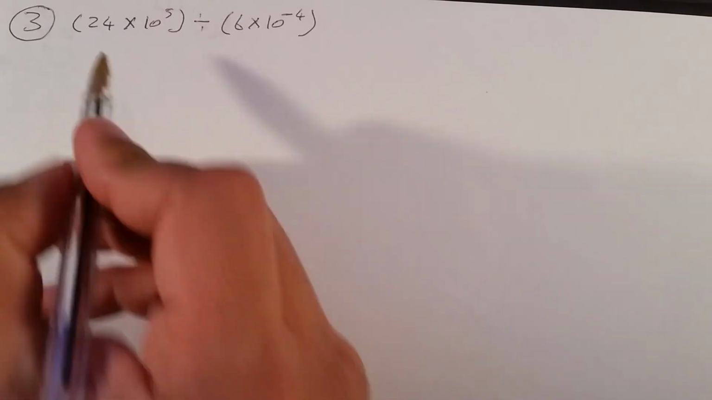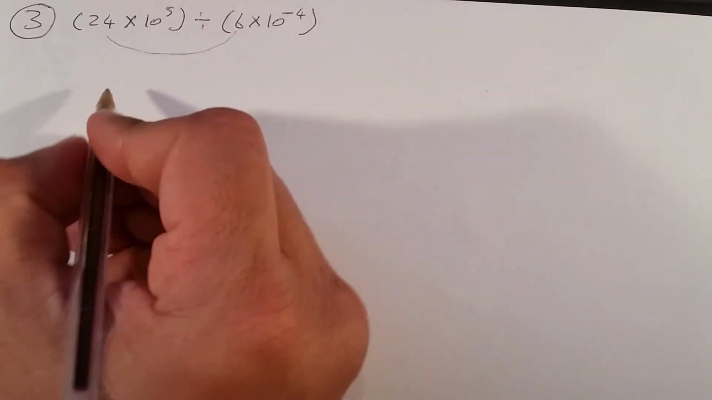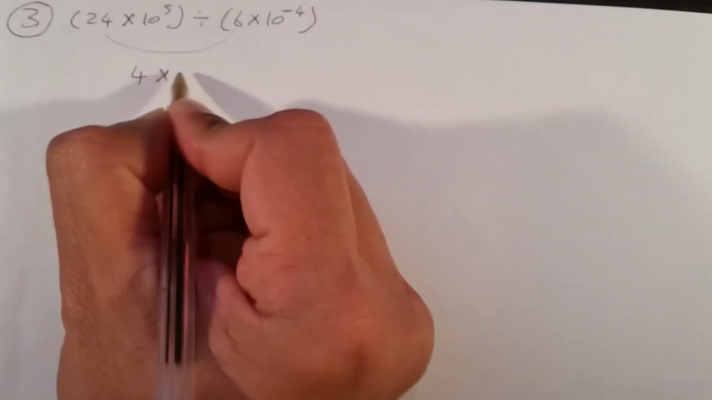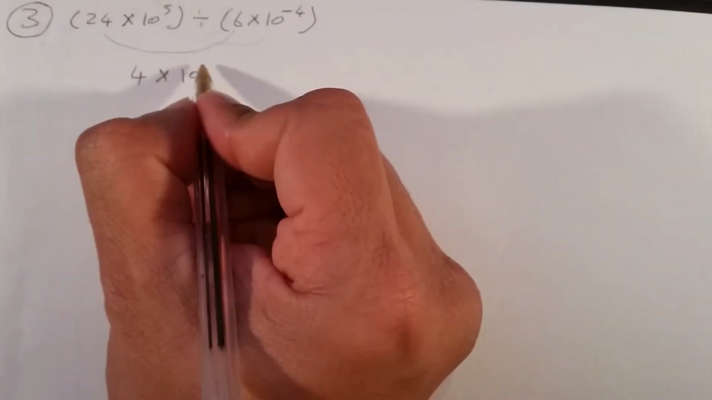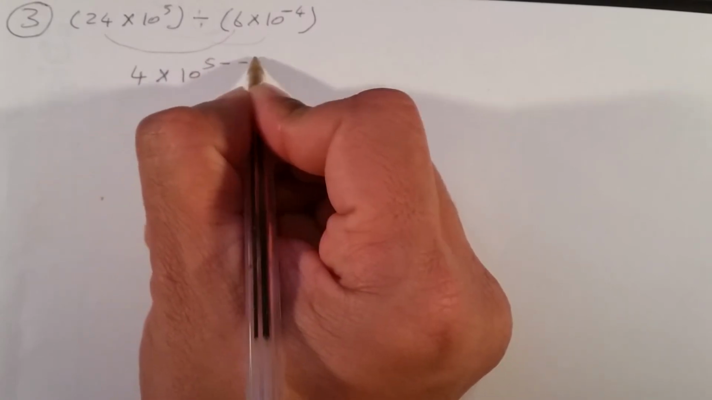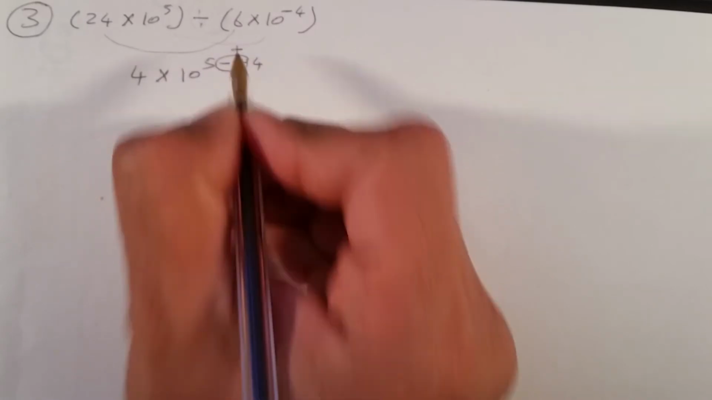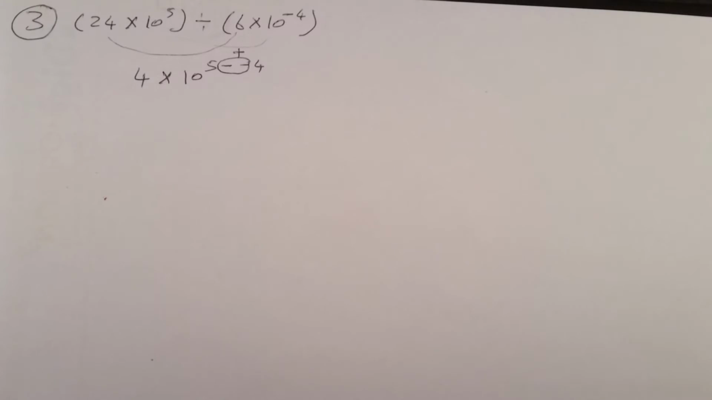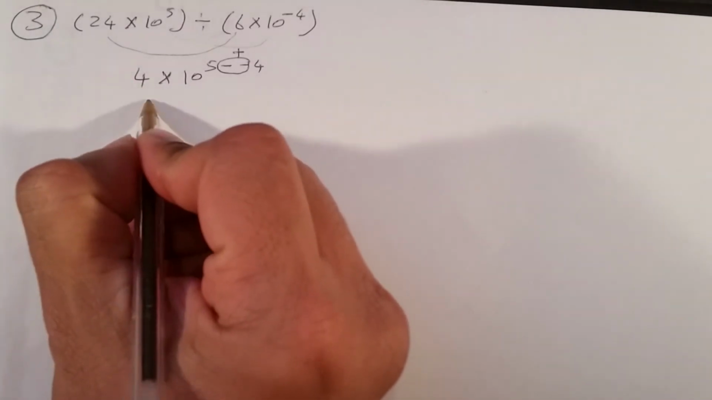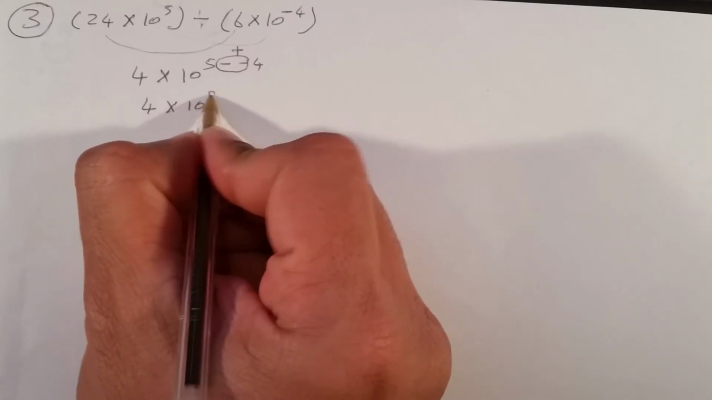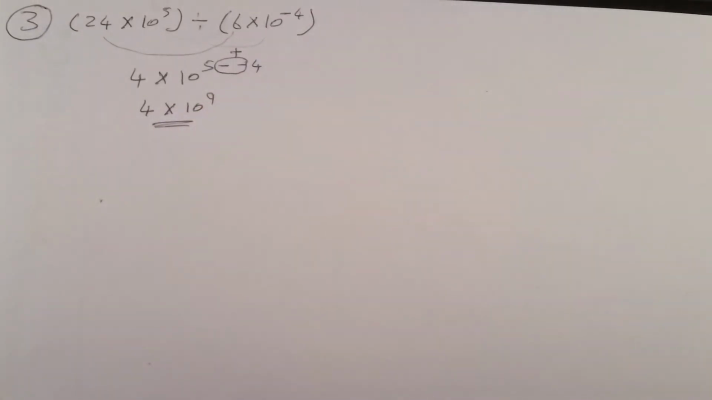You know the process. 24 divided by 6, which is 4, times 10 to the power of, we subtract the power. So 5 minus minus 4. When we have two minuses together, that will become plus. So technically we are adding them. So 5 plus 4, 9. So the final answer is 4 times 10 to the power of 9. That's our answer, because it's a single number, so it's in standard form. That's done. Hope you guys understood that. If there are two minuses, that will become plus, so you add them. Let's move on to the next one now.